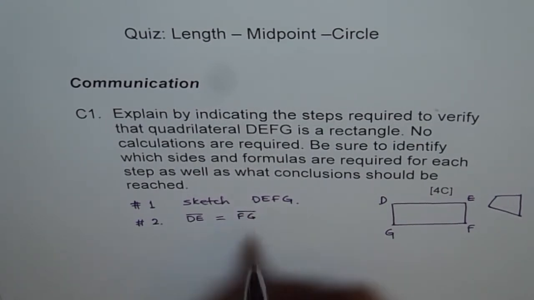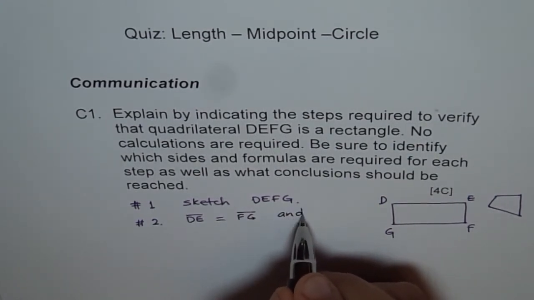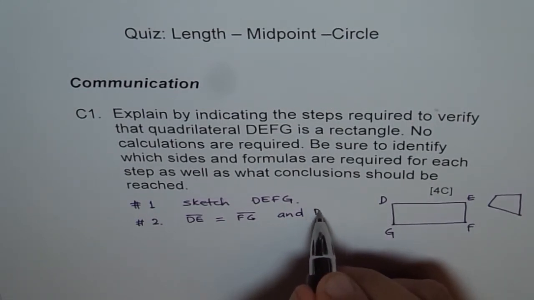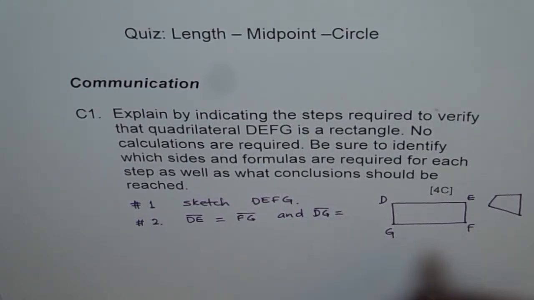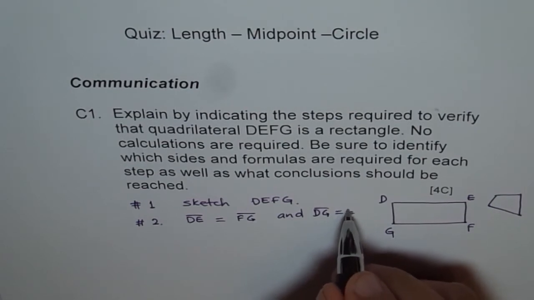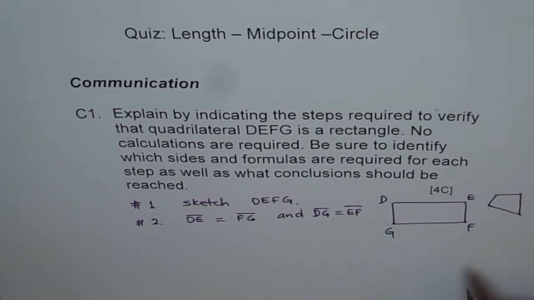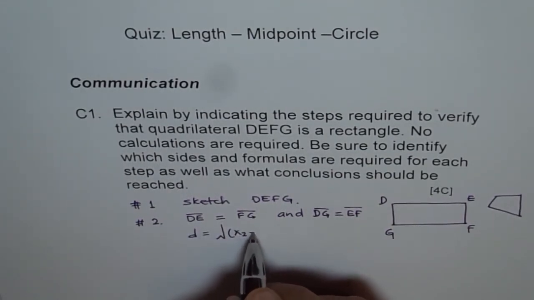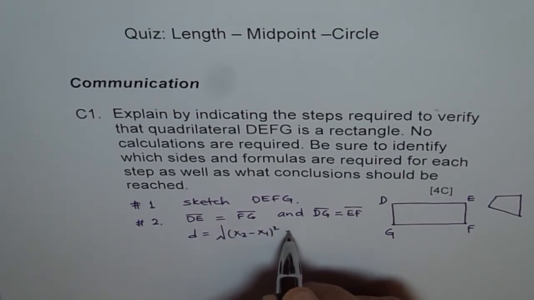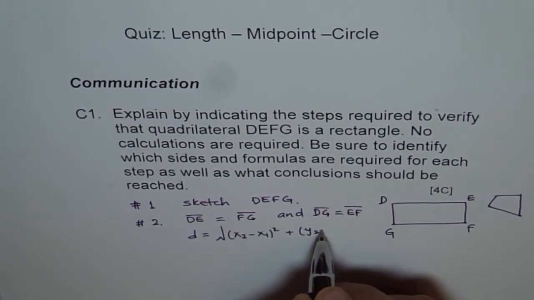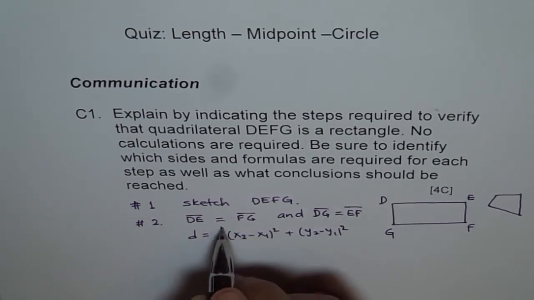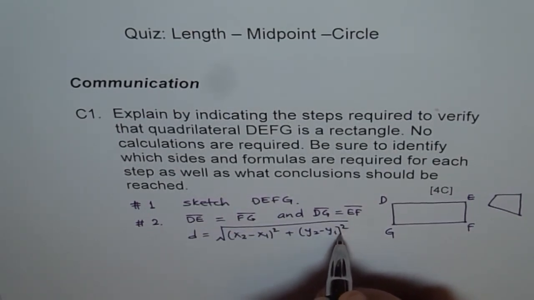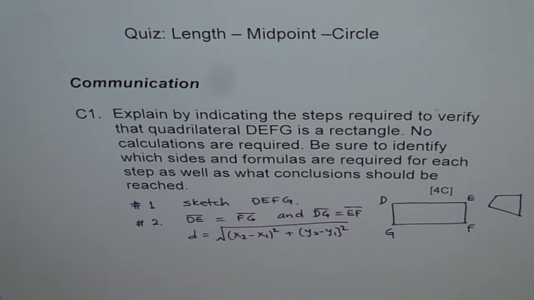FG and DG is equal to EF. How do you find length? For this, the length formula is the square root of (x2 minus x1) whole squared plus (y2 minus y1) whole squared, close the root. So that's the formula you're going to use, the distance formula between any two points.